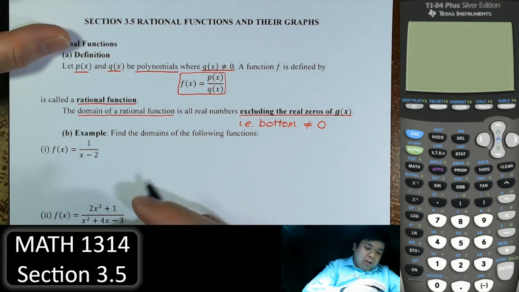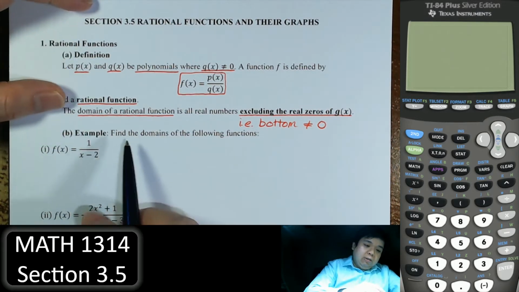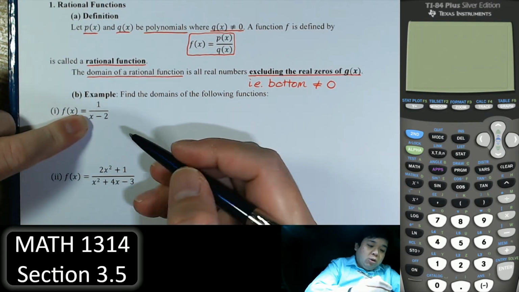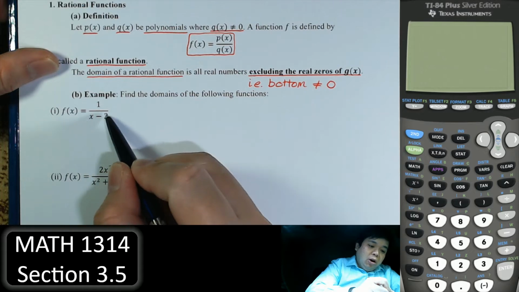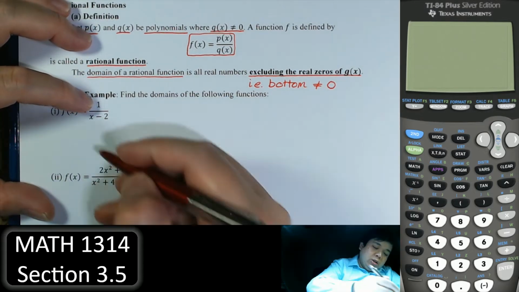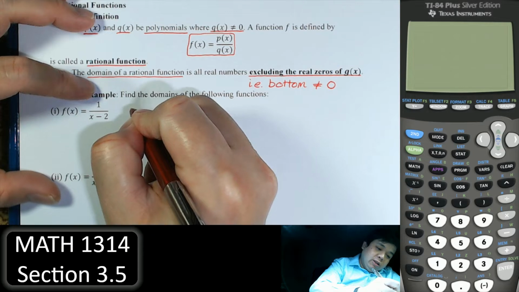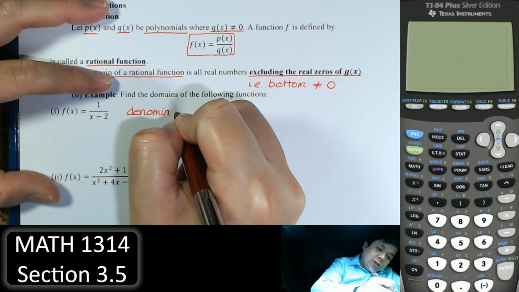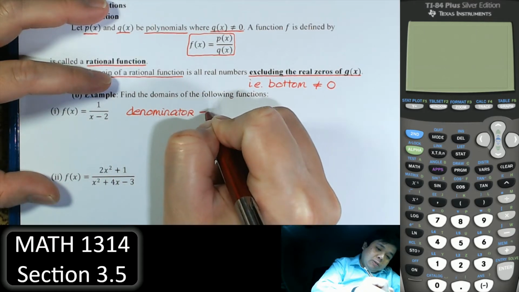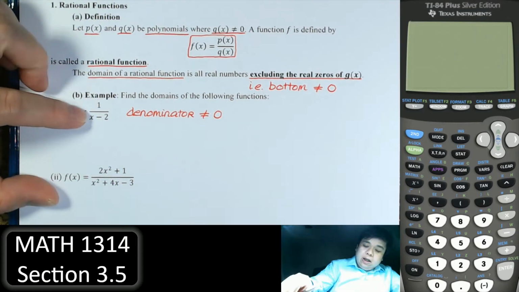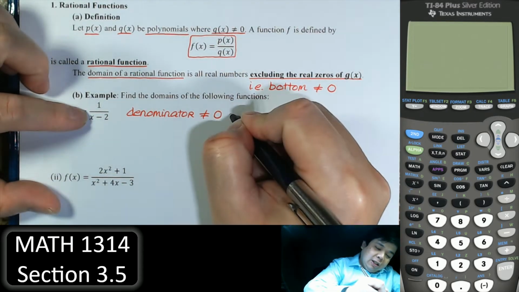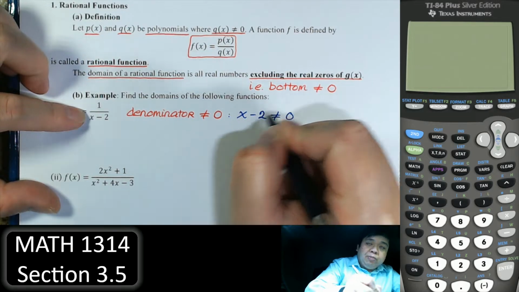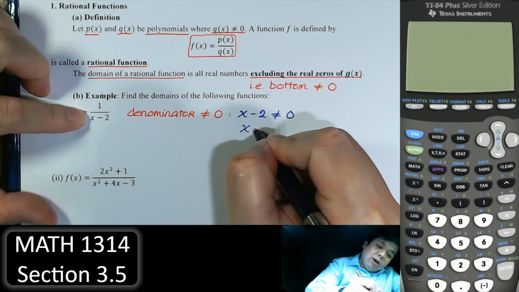Right. Now let's look at this example. Find the domains of the following function. So we have a rational function. So the denominator cannot be equal to 0. So we just let the bottom not equal to 0. In that case, we have x minus 2 not equal to 0, plus 2 on both sides, x not equal to 2.